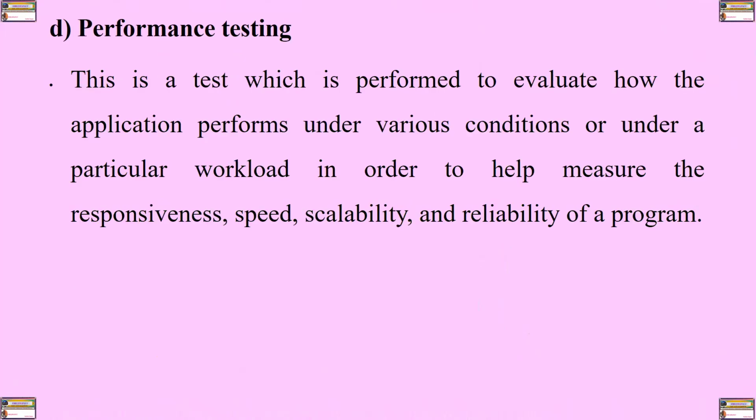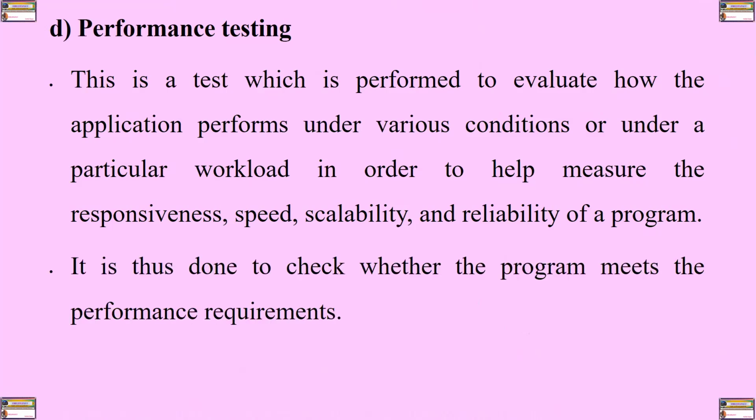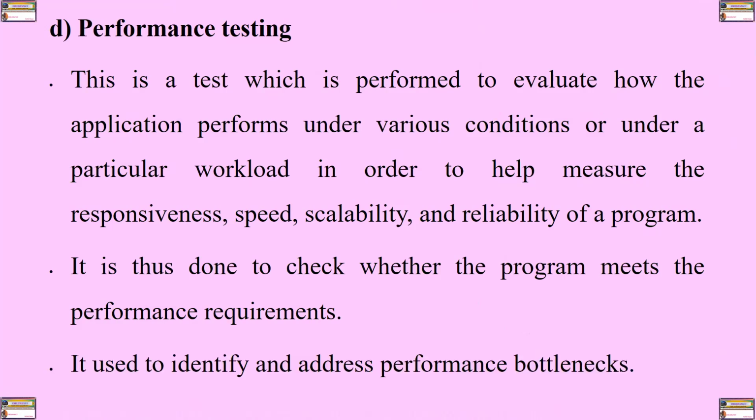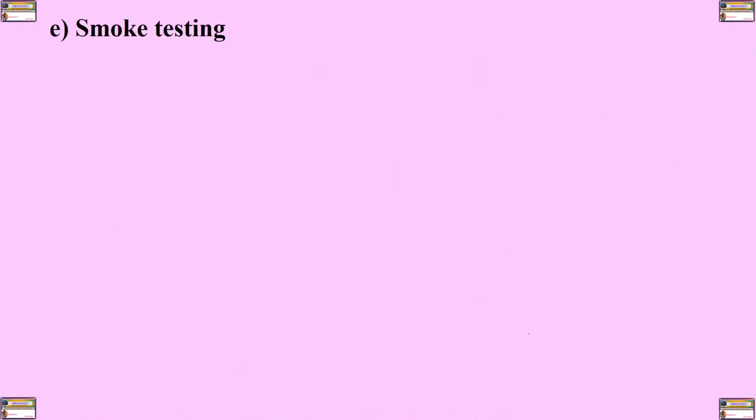The fourth type of testing is performance testing. This is a test which is performed to evaluate how the application performs under various conditions or under a particular workload, in order to help ensure the responsiveness, speed, scalability, and stability of a program. It is thus done to check whether the program meets the performance requirements. It is used to identify and address performance bottlenecks.